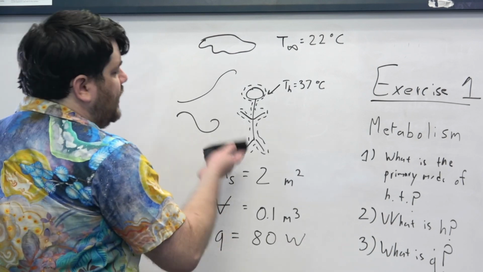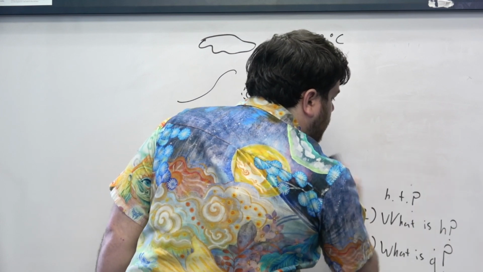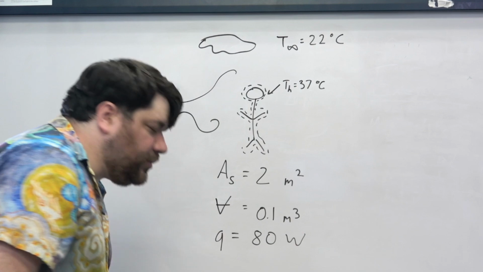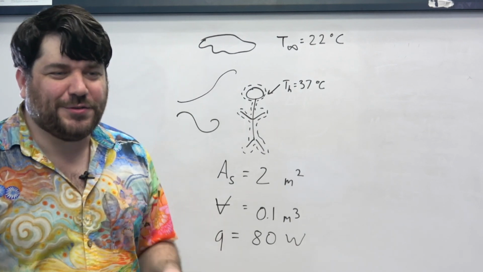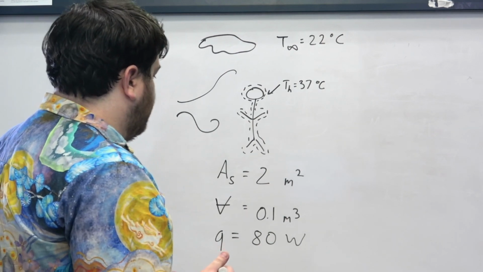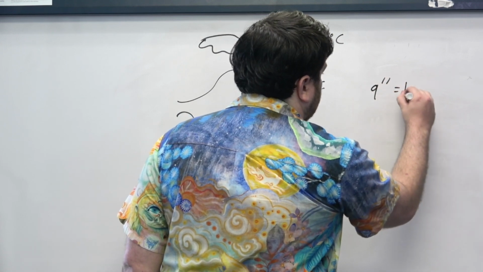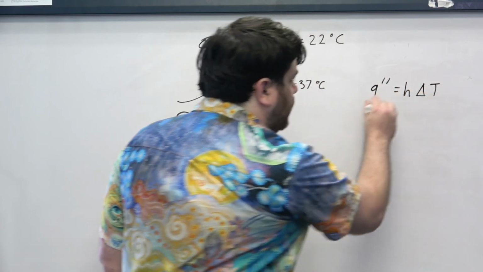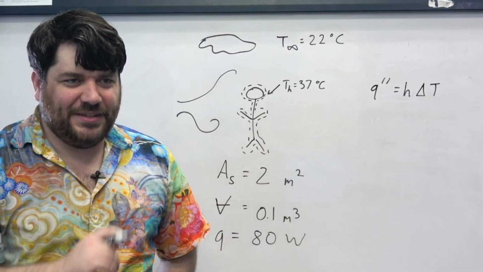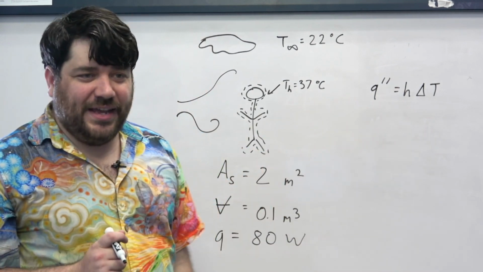Well, the way that we do this is by writing down some of the equations that we had established before to describe heat transfer inside of systems, okay? So we had said that for convective systems, Q double prime is equal to H times delta T. That's equation 1 that we're going to use, right? And the thing that we have to try to figure out is the H.